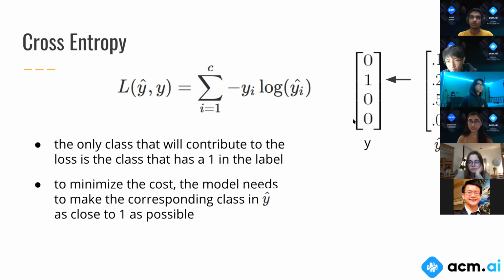So the really important thing is that only the class that's actually being seen here, the one where the 1-hot encoding has a 1 in that row, actually gets counted towards the loss. As a result, in order to minimize that cost, we need to get the prediction value for that class as close to 1 as possible. And that's what we're trying to do with cross entropy. Any questions about that or how it works?